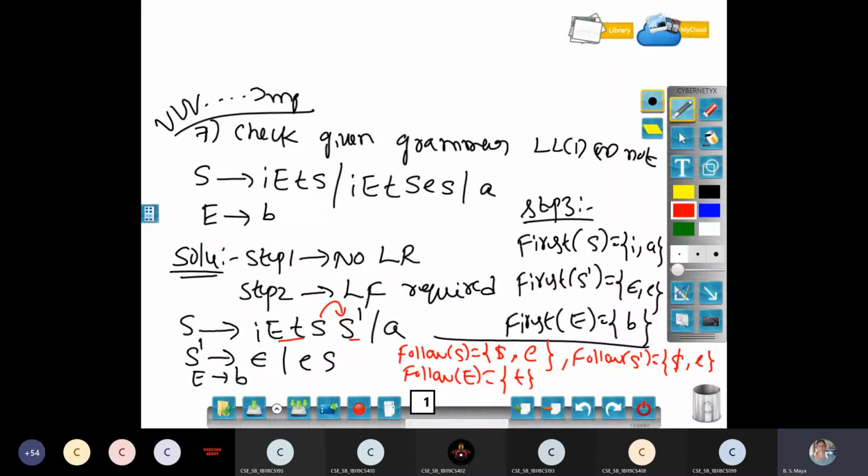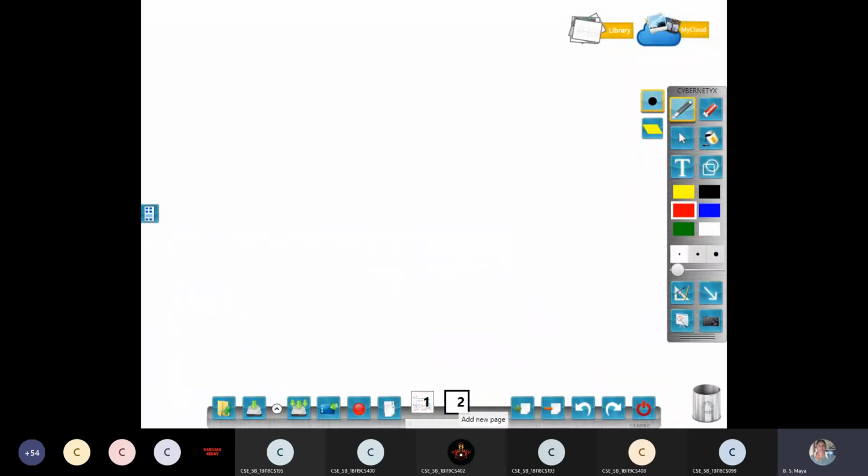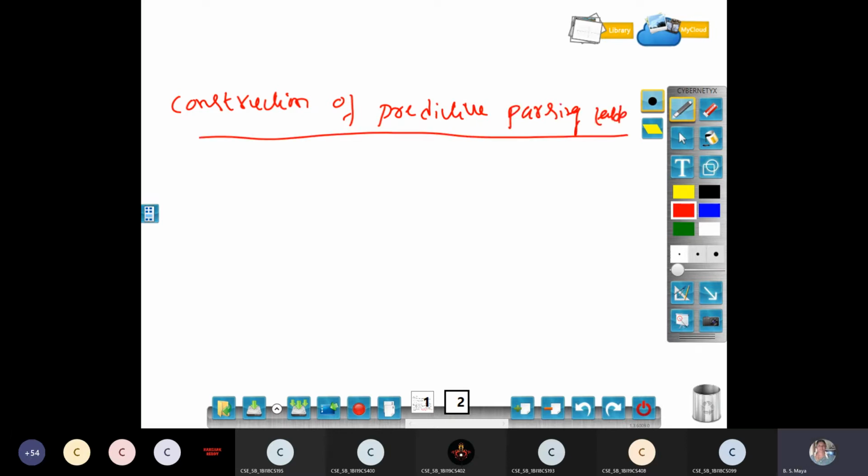Okay, now I did step number 1, the removal of left recursion. Step number 2, removal of left factoring. Step number 3, computation of the first set and how to compute the follow set. From this, we go to step number 4, the construction of the predictive parsing table. To construct the predictive parsing table, we have to draw a table.